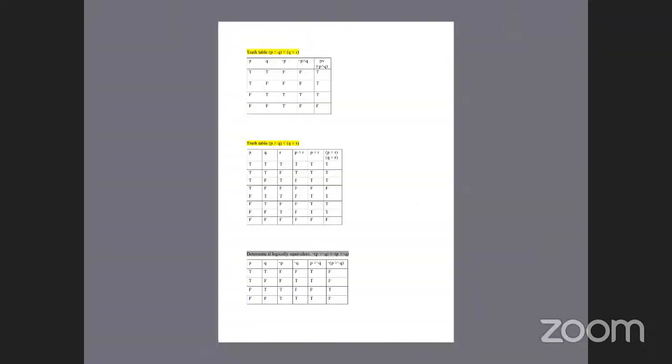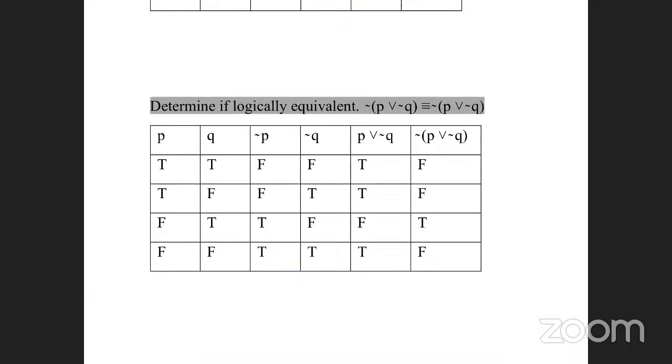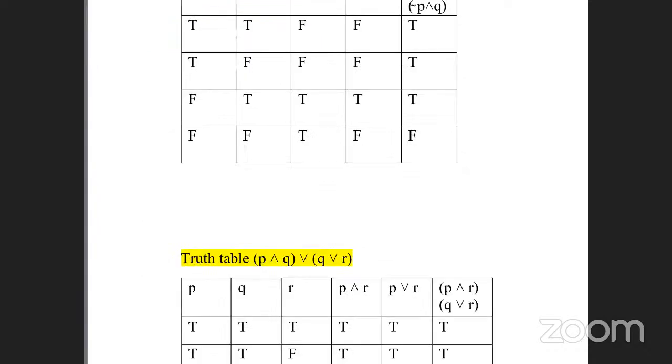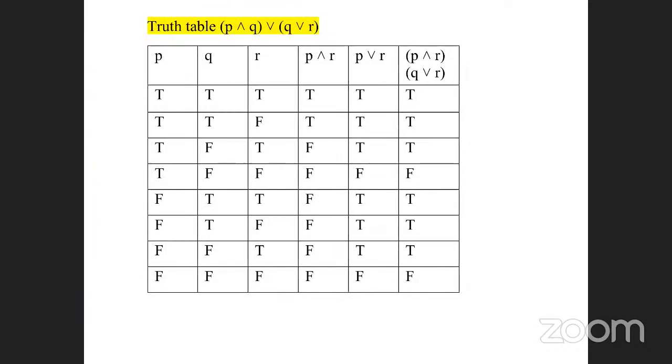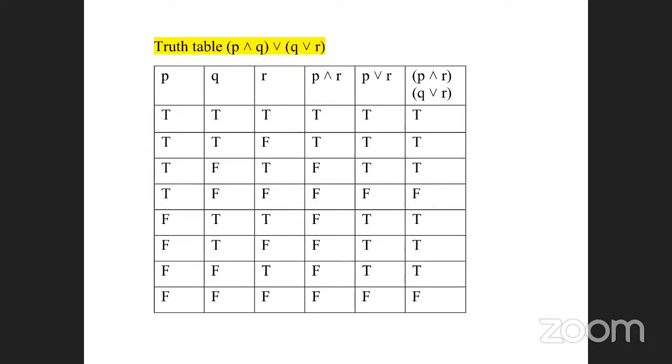All right. So to prove logically equivalent, you have to make sure all the truth values here are the same, right?